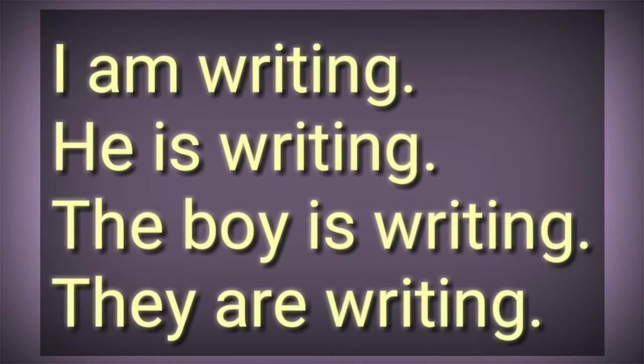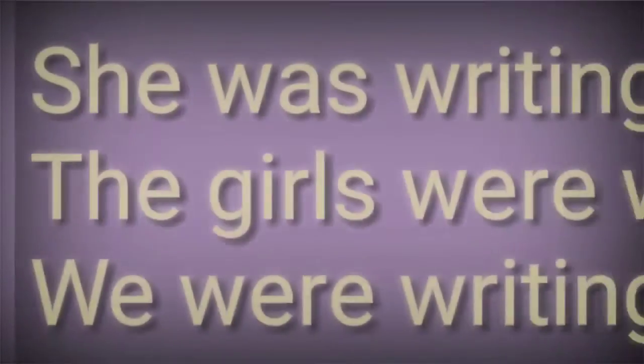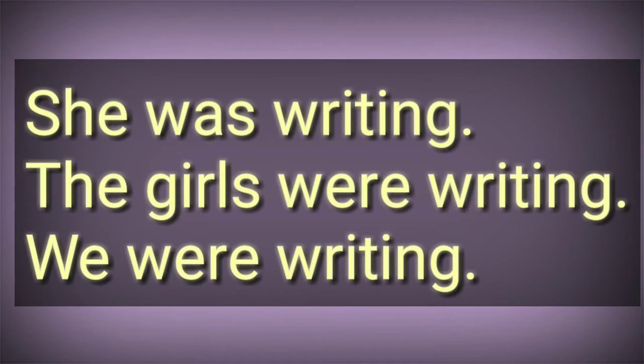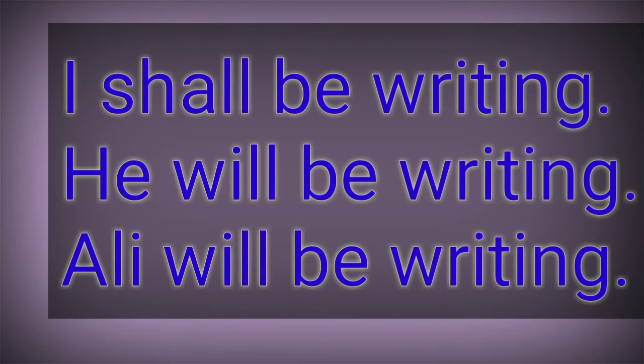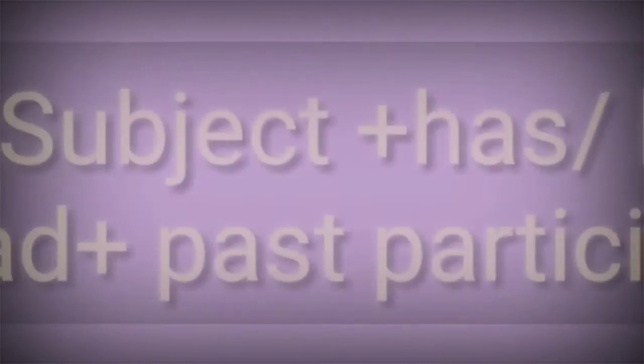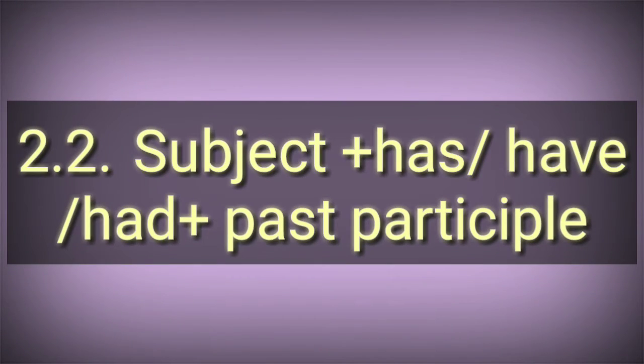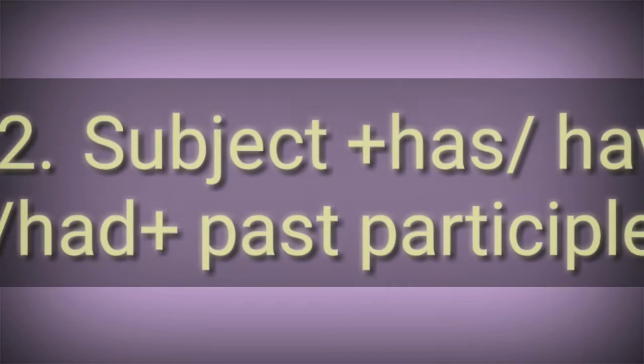Look at these examples. I'm writing. He is writing. The boy is writing. They are writing. She was writing. The girls were writing. We were writing. I shall be writing. He will be writing. Ali will be writing. If the subject is followed by the auxiliary verbs have, has, and had, the main verb will be in past participle.